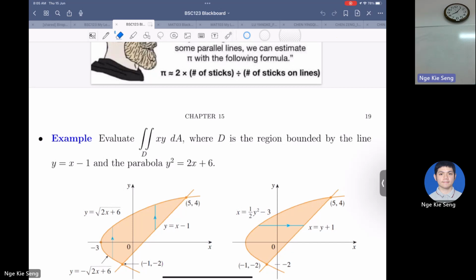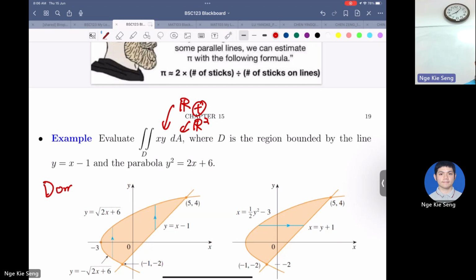Okay, so is this graph in R3 or R4? This xy graph, I'm referring to this one. R3, right? Because the domain is R2 and the range is R, so altogether you get R3. So what is this picture here? This picture here is the domain.